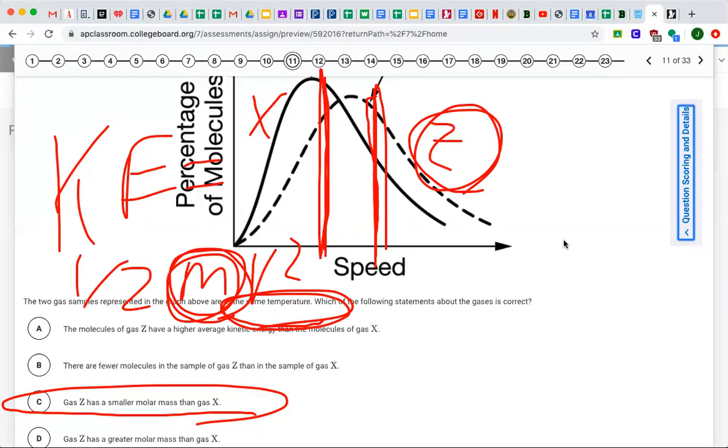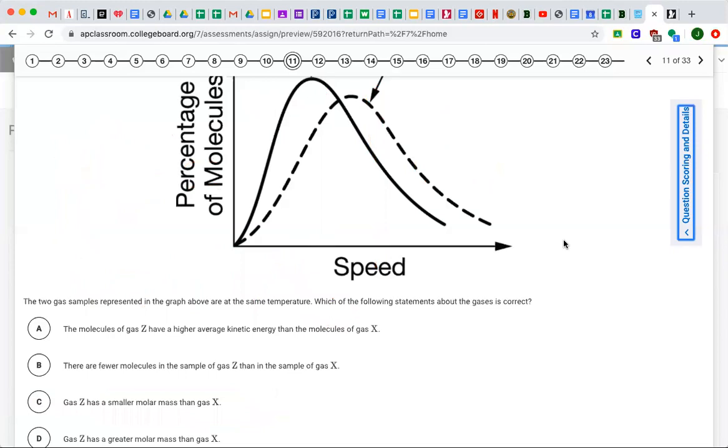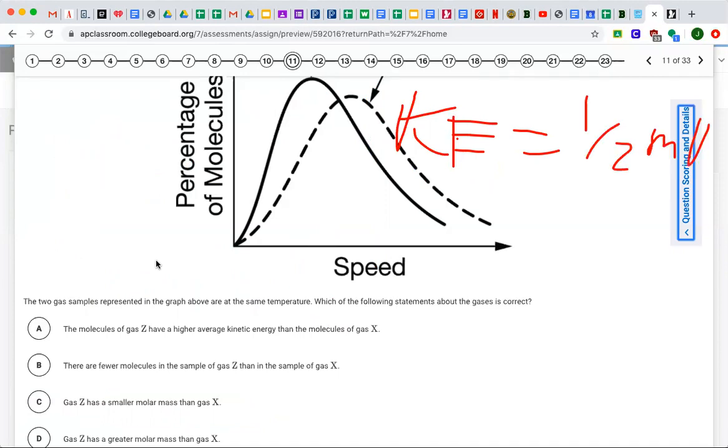Exactly. With anything, the average internal kinetic energy of anything at the same temperature as anything else is the same. Because these have the same kinetic energy, Z has to have the smaller mass because it's moving faster. Again, KE equals 1/2 mv squared.